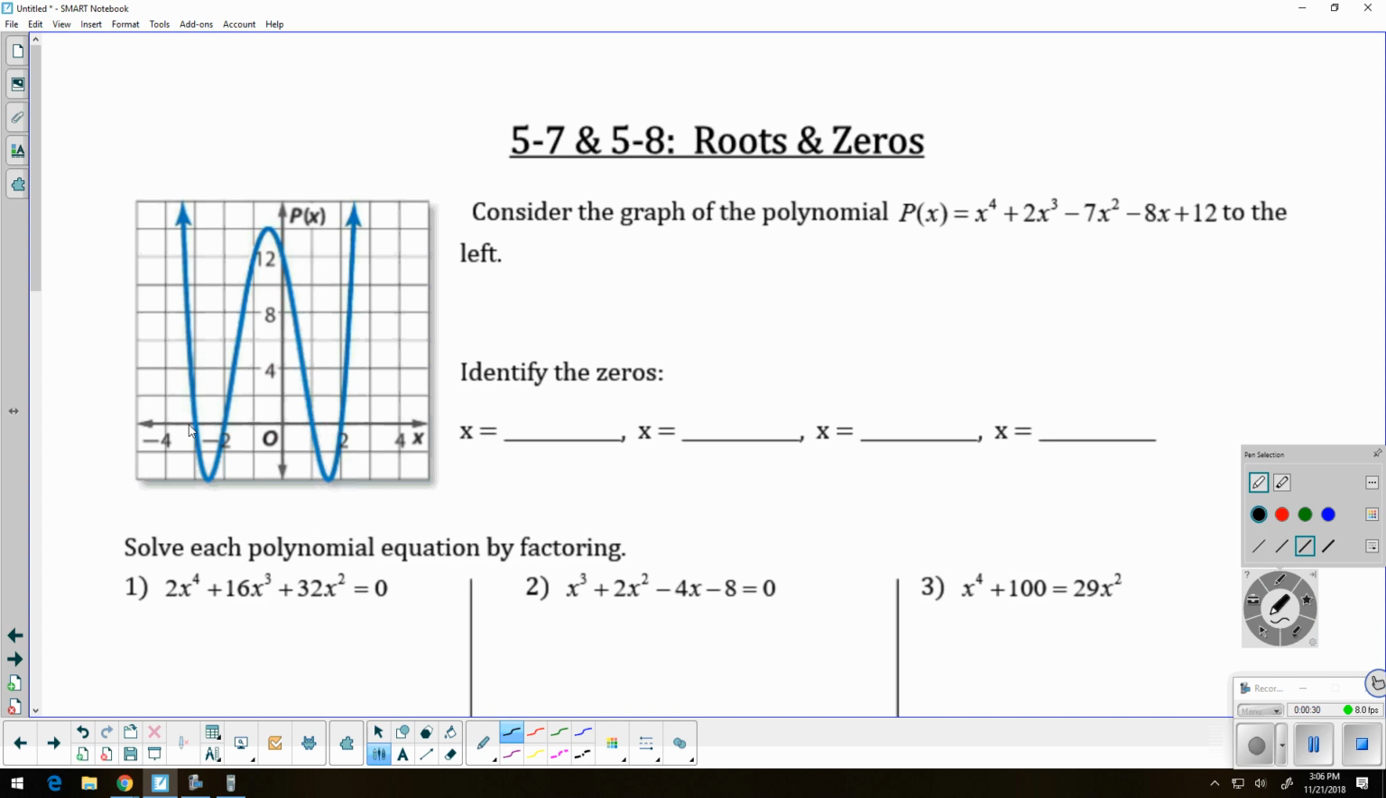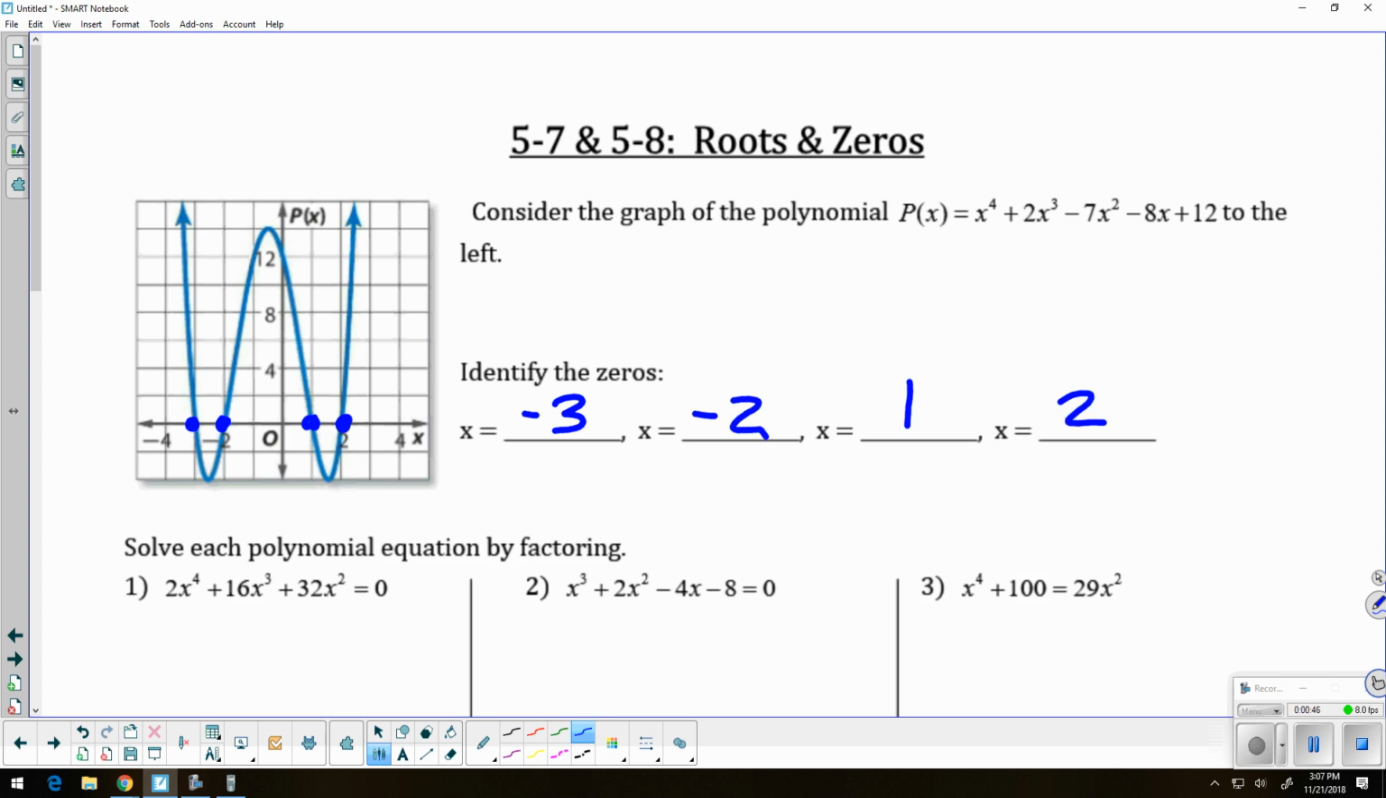Let me get my marker going. Okay, so again, the 4 spots we're looking at would be right here, right here, right here, right here. So just identify those zeros from left to right. Looks like it's crossing at -3, at -2, at +1, and then also at +2. So that would be all my zeros.